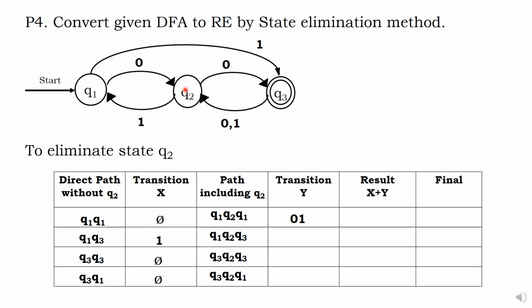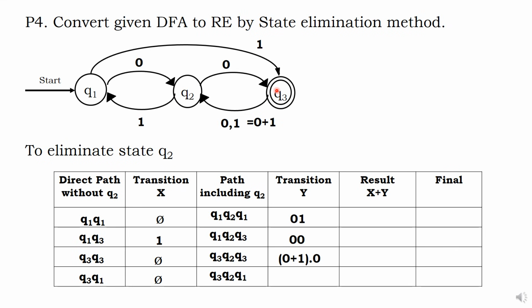Q1, Q2, Q3. Who are all available? 0, 0. Beautiful. Q3, Q2, Q3. Carefully remember Q3, Q2, Q3. When you go here, 0, 1. What do you mean by 0, 1? Very good. It is 0 plus 1. Q3, 0 plus 1, Q2. After that, this 0. So, 0 plus 1 dot 0. That is the meaning.